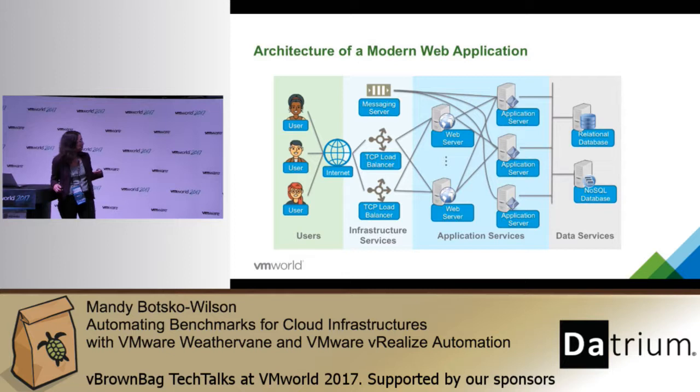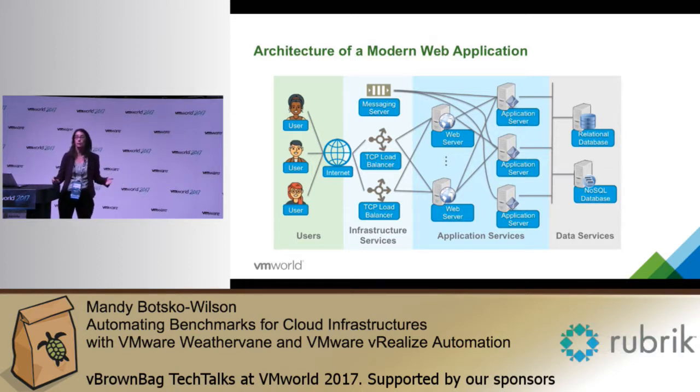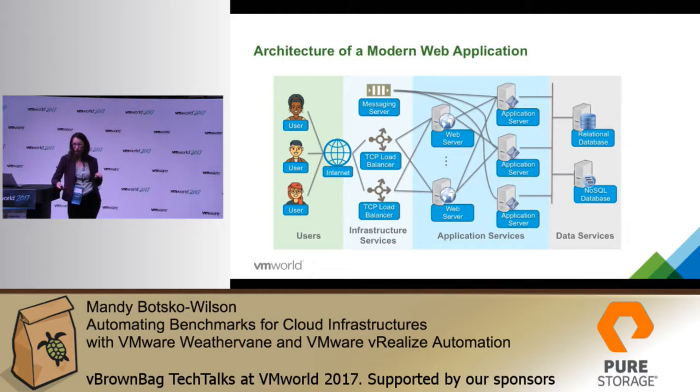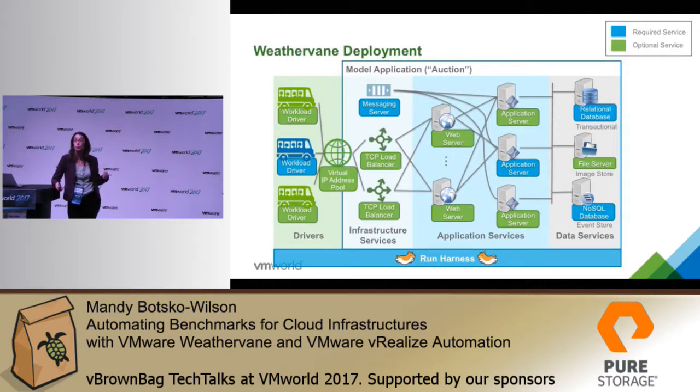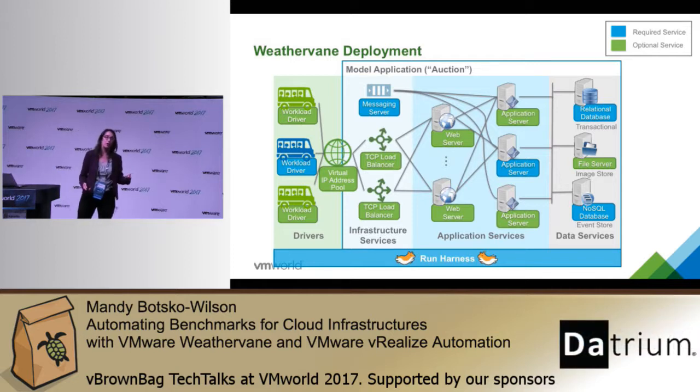So this model application, you should see that this looks very familiar, right? You've got your users on one end, you've got some load balancers, n number of web servers, some app servers behind them, a relational database, perhaps a NoSQL database there as well, some messaging. So when you get into the Weathervane deployment, that architecture should have looked familiar. Well, that means you can now deploy Weathervane in a flexible configuration based on what the application you're modeling looks like. You don't have to use all the services.